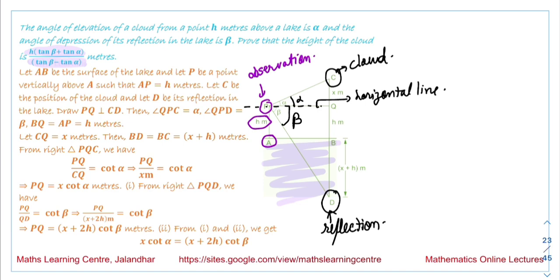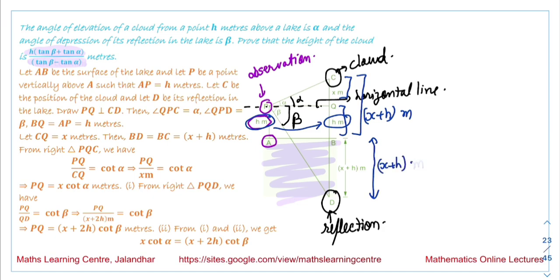Now we are assuming that the height of this cloud is x meter. This value is given to be h meter. This value is already given to us in the question. Now by the property of the reflection, if this distance is x plus h meter, then the depth at which the reflection will be formed will also be x plus h meter. This we get from the property of the reflection. So considering the triangle PQC, tan alpha is equal to x over PQ.